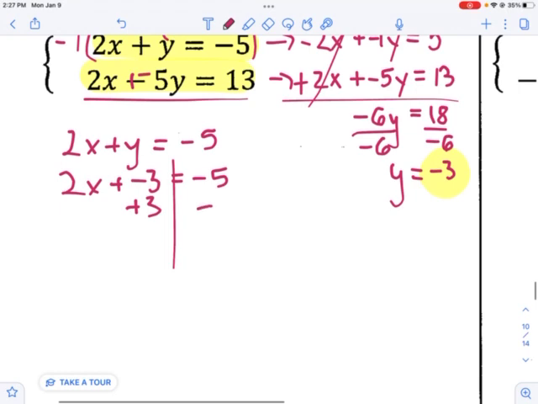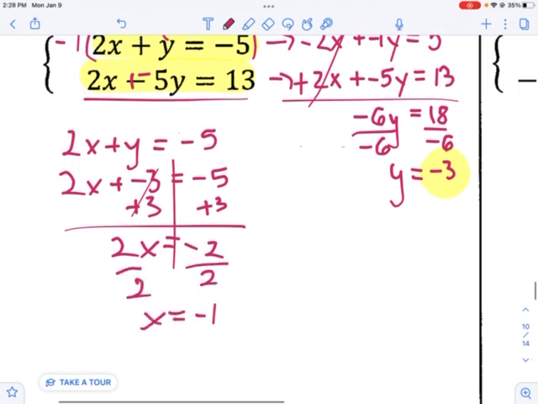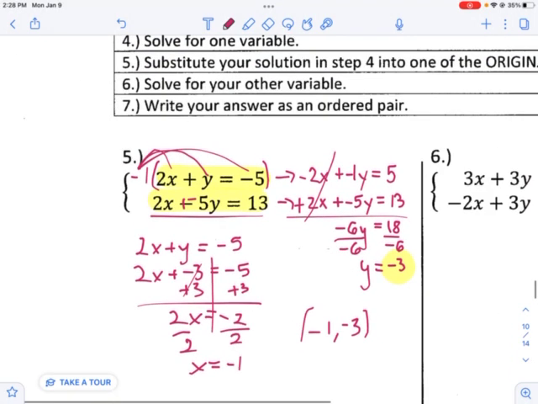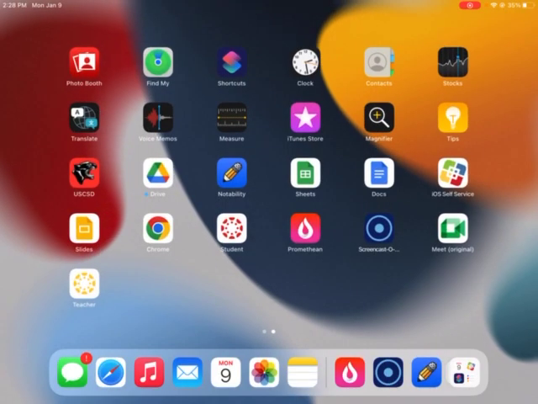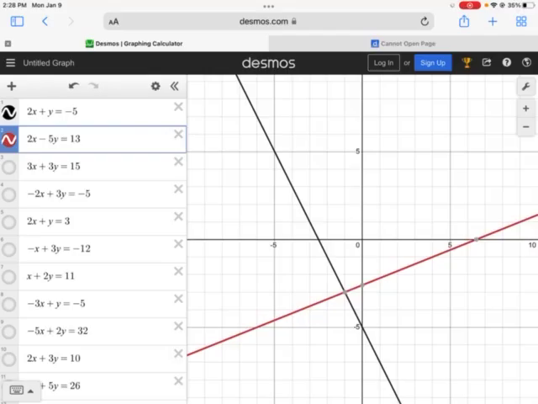Plus 3. 2x equals negative 2. Divide by 2. x equals negative 1. So my solution is negative 1, negative 3. In step number 8, check on Desmos. Remember, you do that. All right, let's check it. Typed in right there, negative 1, negative 3. So that's the point at which those lines intersect.